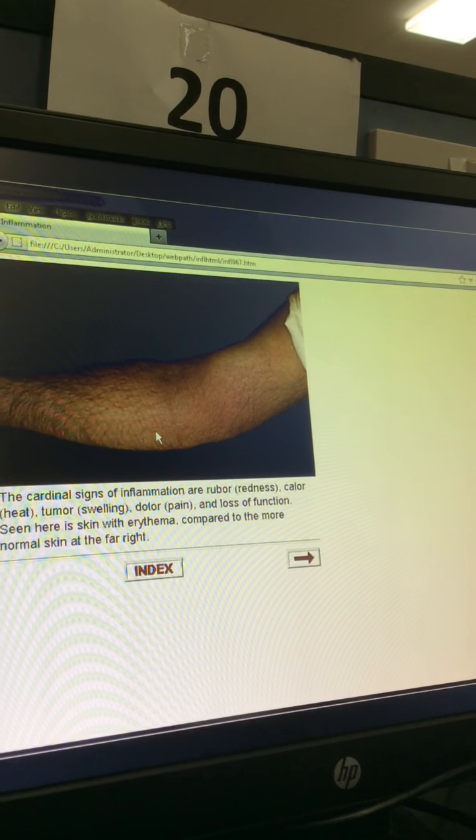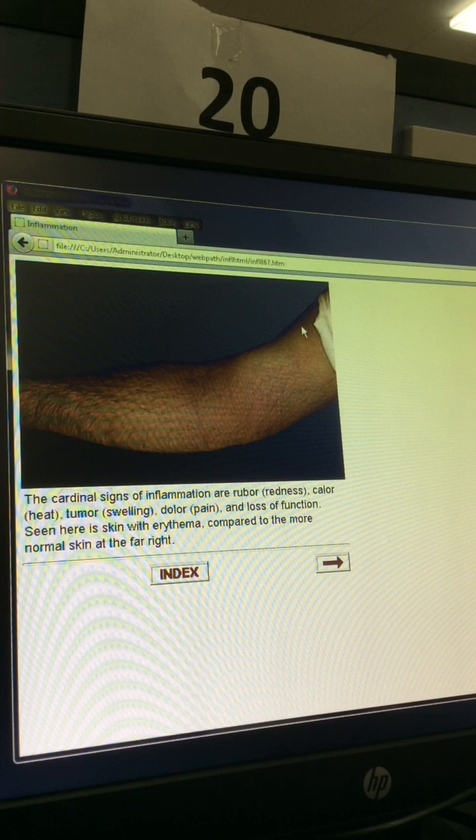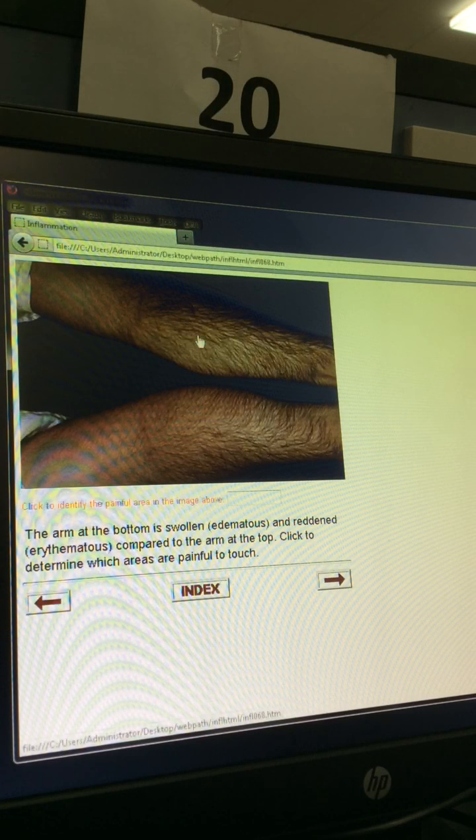As we can see here, there is a redness over the elbow joints compared to the other normal tissue. Here for comparison between the two arms, there is a redness and there is also swelling. If we ask the patient about the pain, of course he will have pain.